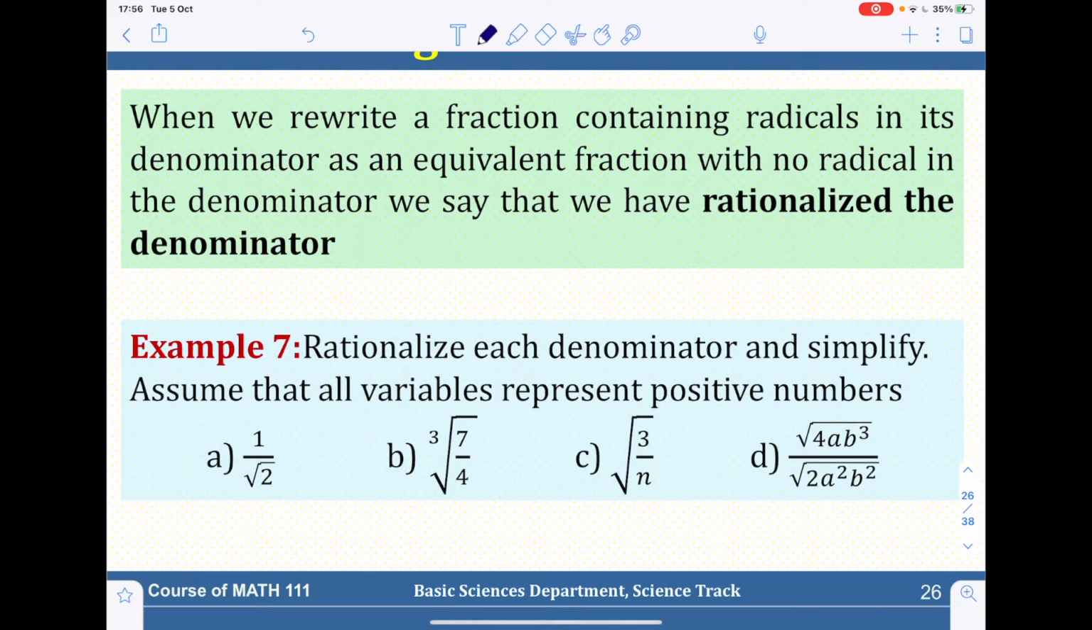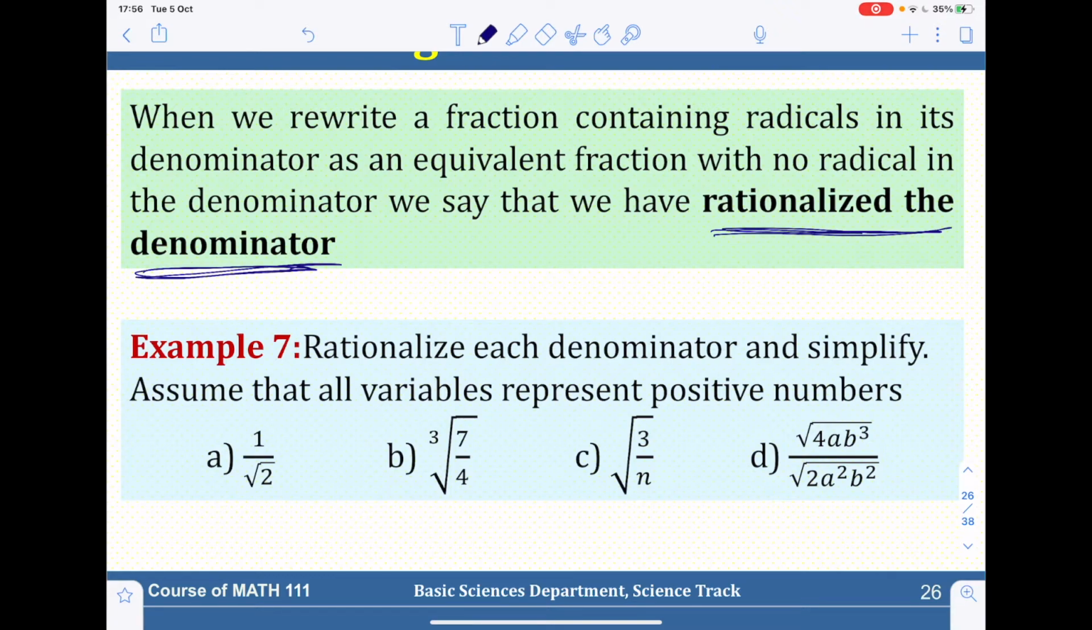Okay. When we rewrite a fraction containing a radical in its denominator as an equivalent fraction with no radical in the denominator, we say this is to rationalize the denominator. بالعربي انطاق المقام. So how can we rationalize the denominator?